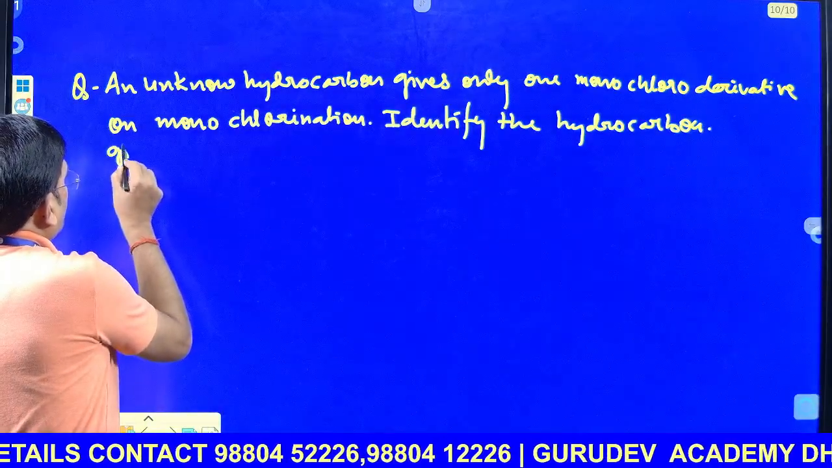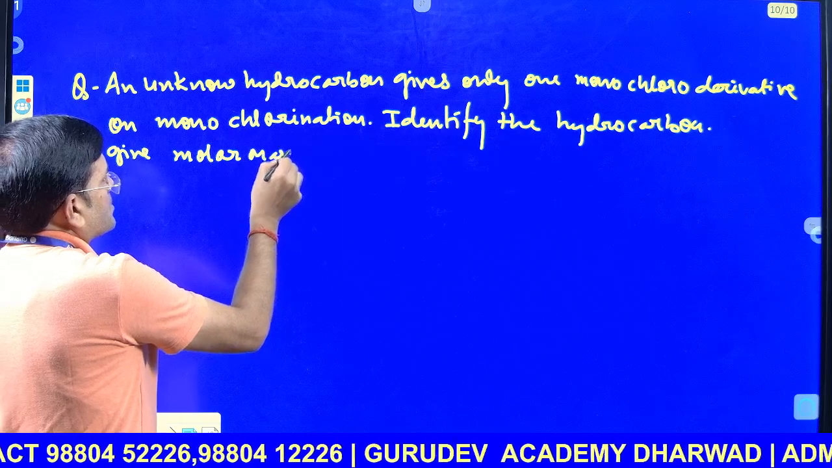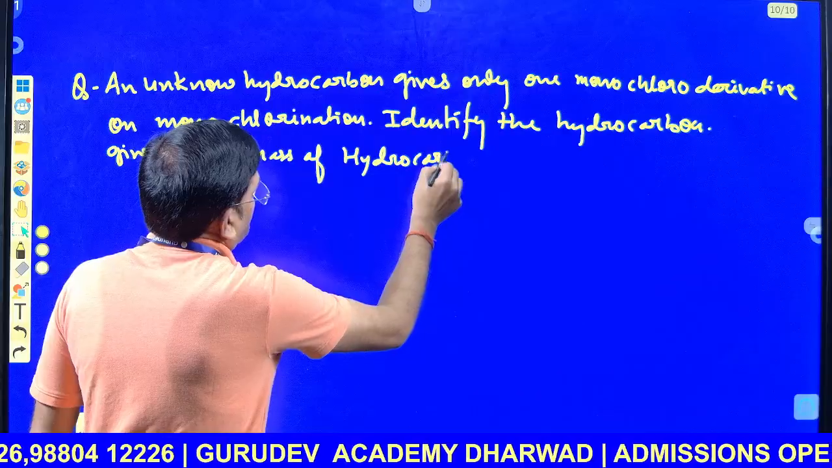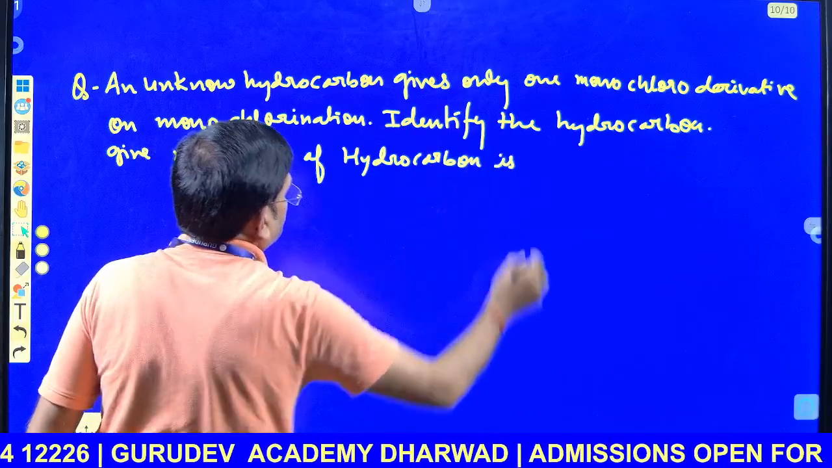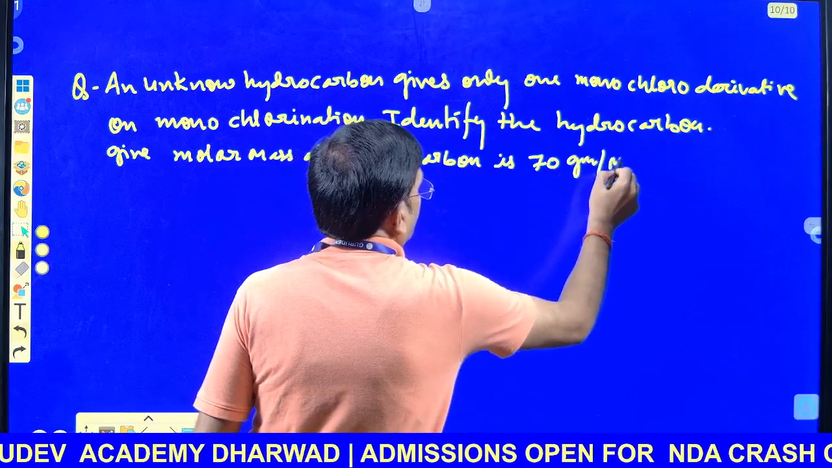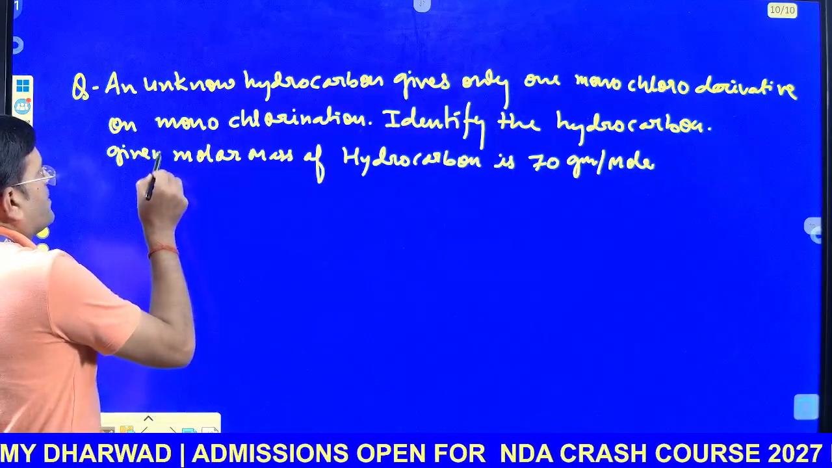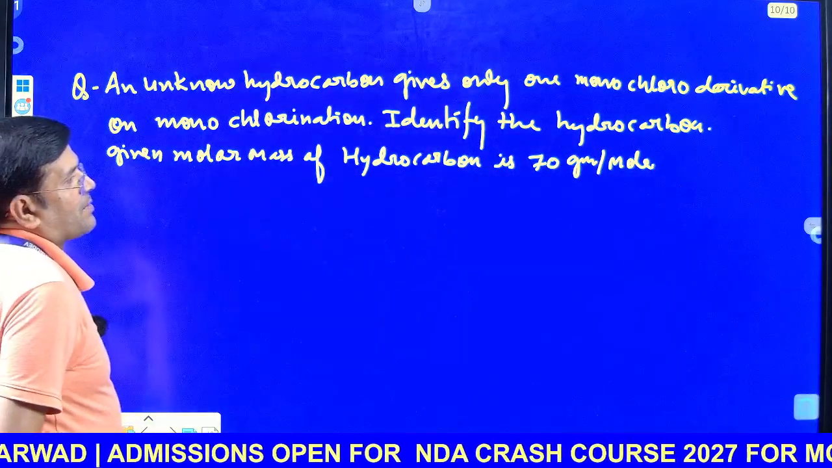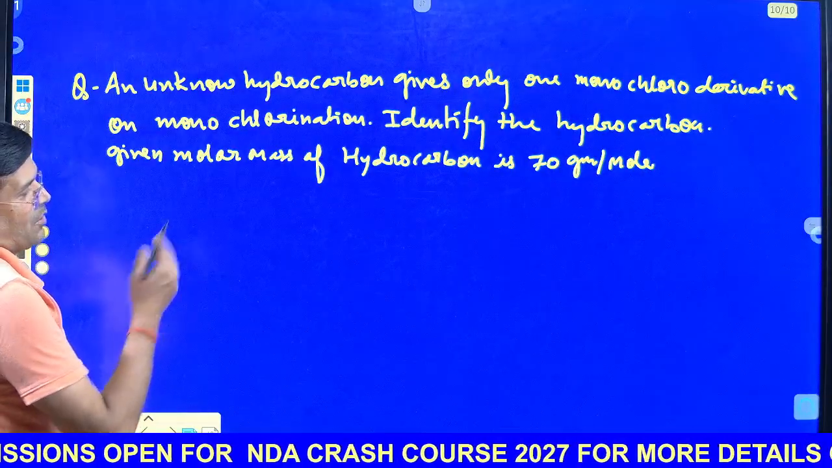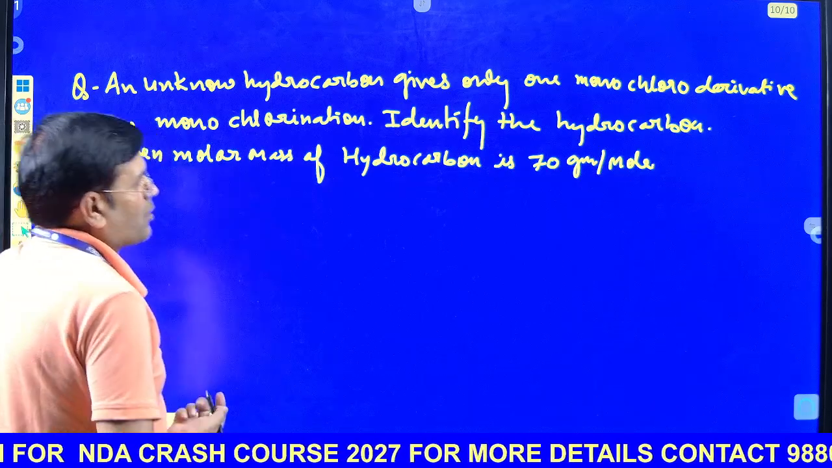Given molar mass of hydrocarbon is 70 gram per mole. This is the only given information. Okay. So that hydrocarbon may be alkane, alkene or alkyne. So let us try first of all for alkane.